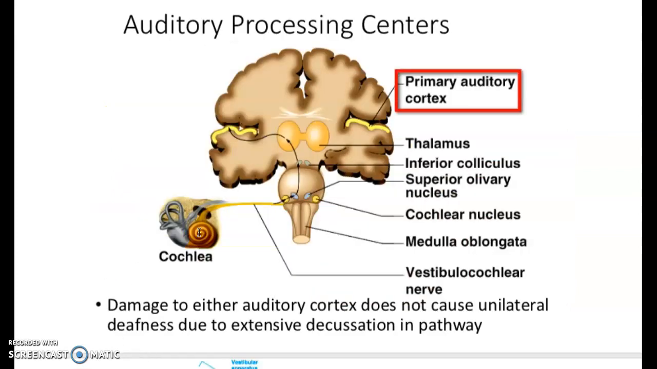So the cochlea is here, the cochlear nerve comes, and it decussates, and it crosses over. So then it goes to the auditory center. So because of this, if there's damage to either auditory center, you don't get unilateral deafness, so deafness on one side, because there's so much crossover.